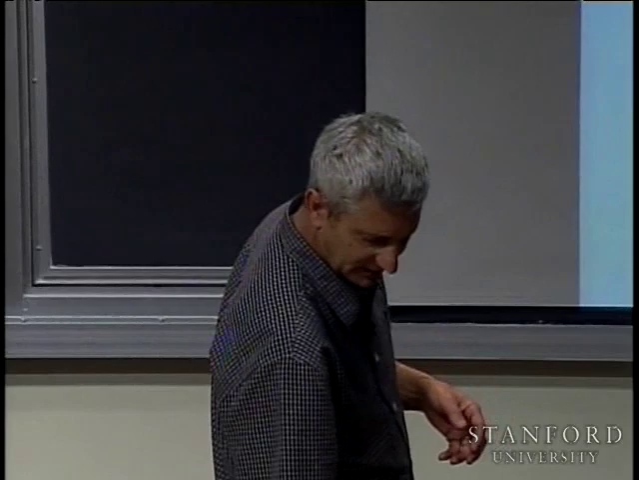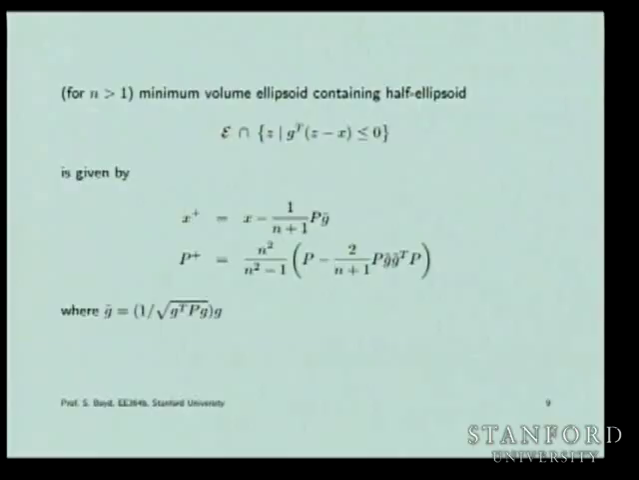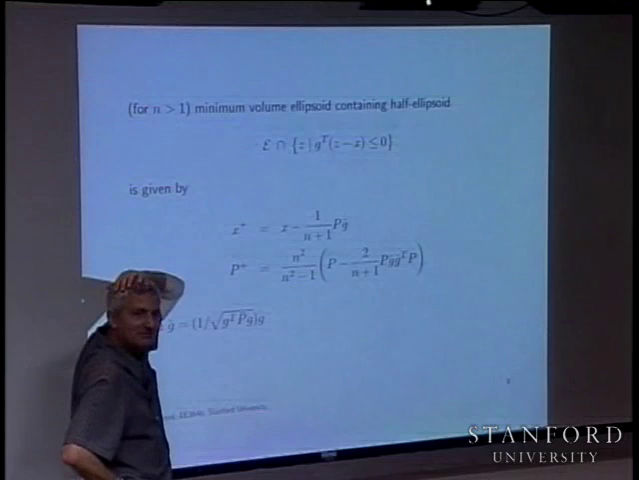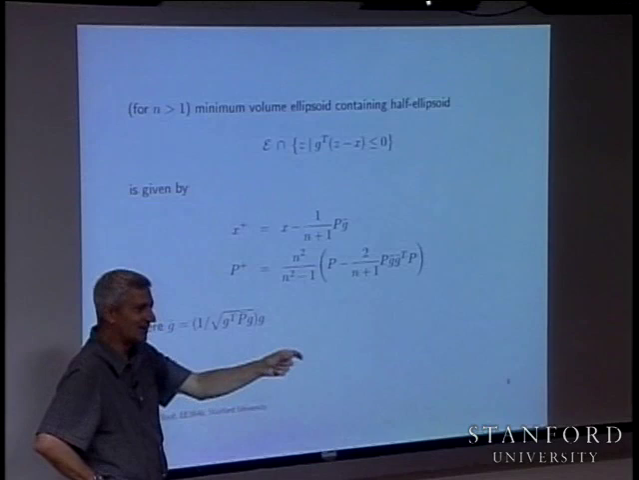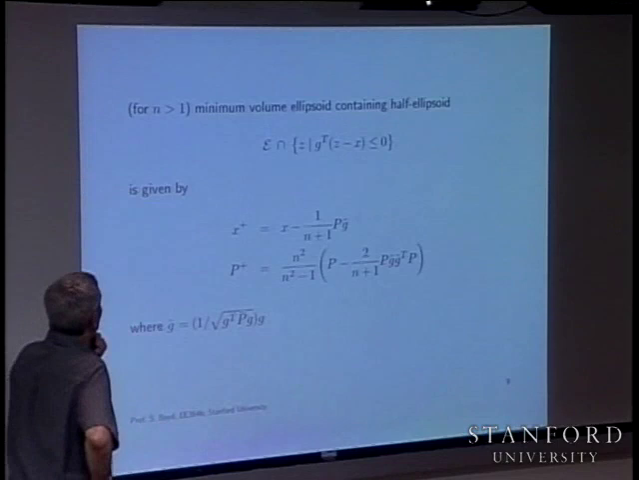So, okay, here's the update. For n equals 1, we do know the minimum volume ellipsoid that covers a half ellipsoid. That's easy. That's basically itself, because an ellipsoid is an interval, a half ellipsoid is another interval, and I know the minimum length interval that covers an interval. Okay, so the minimum volume ellipsoid looks like this. Here's the update.